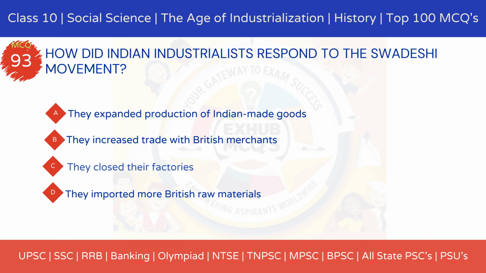MCQ 93. How did Indian industrialists respond to the Swadeshi movement? Option A. They expanded production of Indian-made goods. Option B, they increased trade with British merchants. Option C, they closed their factories. Option D, they imported more British raw materials.